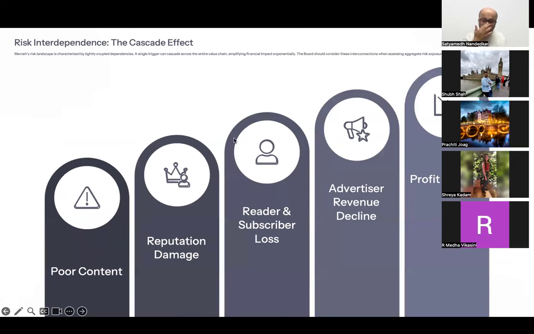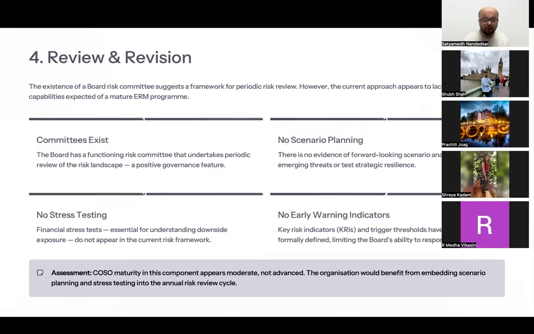Now, all of these risks are closely connected. Poor content, low quality, or unreliable content leads to reputation damage. Once the reputation gets damaged, there is reader and subscriber loss. Advertising revenue will decline if readers are not coming to your website for reading, and ultimately it will lead to profit erosion.